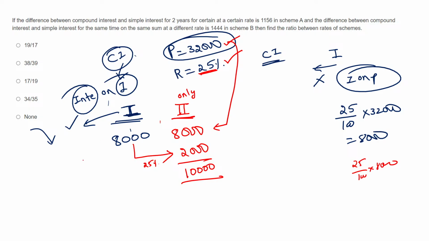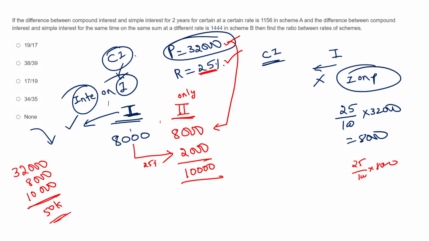So if you want to repay him after 2 years, you need to pay the original amount of 32,000 and interest for first year 8,000, as well as interest for second year 10,000. So you need to pay total 50k if you want to clear your debt.